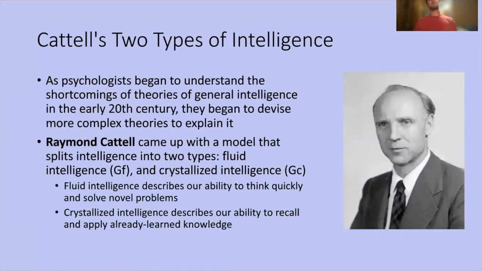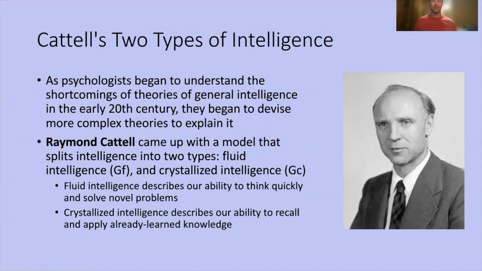Okay, so now we're starting to deviate a little bit from the idea that there is a general intelligence. As psychologists began to understand the shortcomings of these theories of general intelligence in the early 20th century, they began to devise more complex theories to explain it. Because again, they were looking at all of these theories and seeing so many problems with them.